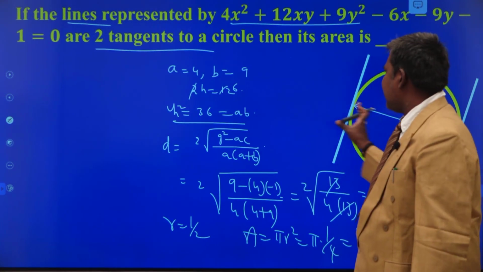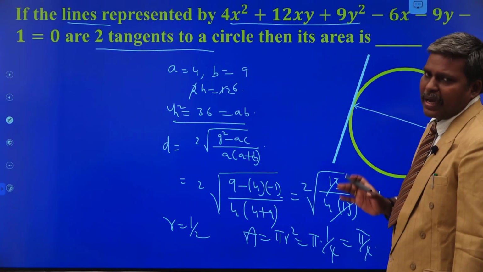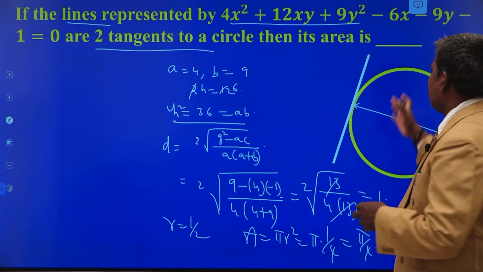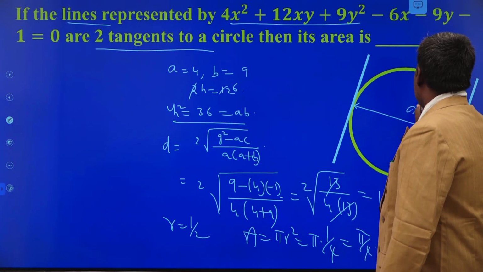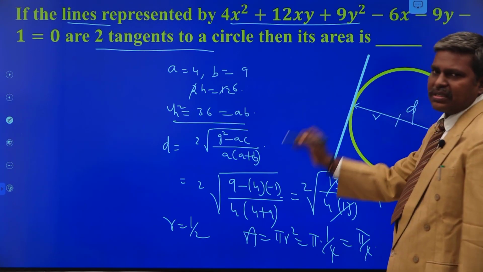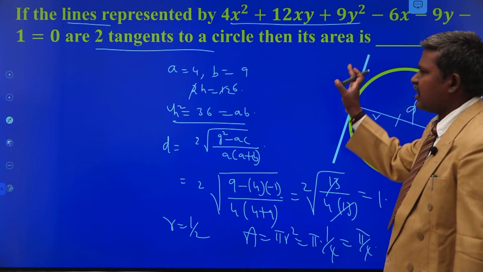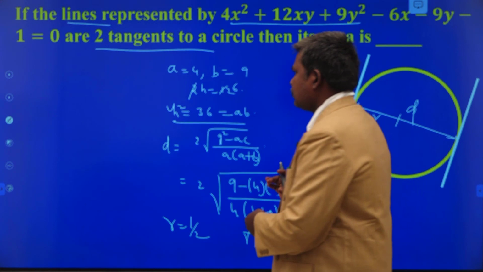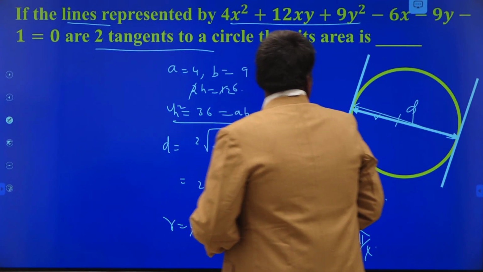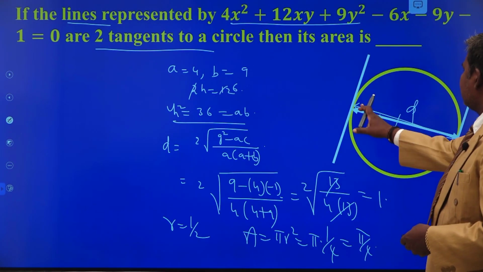So the basic idea is that lines are parallel. The distance between the two parallel tangents is always the diameter. Its half of the value is the radius. Once you get this thought, you can easily crack this one. Okay, this is the diameter. Understand?